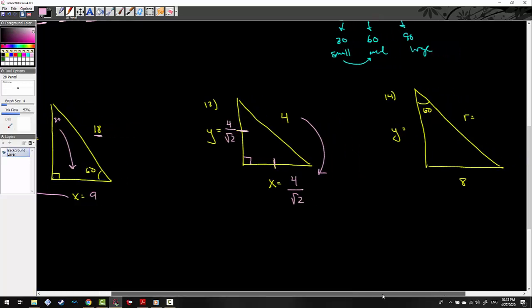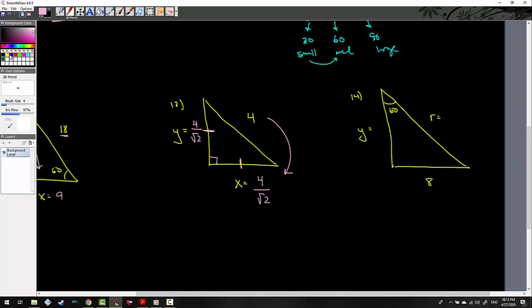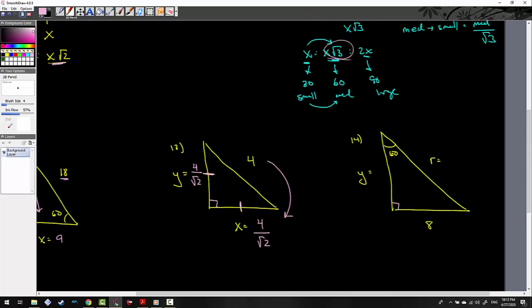Same deal goes for number 14. Again, 30, 60, 90. How do I know? They told me it was. Notice what's opposite the 60. Just 8. What are we used to being opposite the 60? Something that has a rad 3 attached to it, except this time it doesn't have a rad 3 attached to it. So, is that allowed? Of course it's allowed. We're just talking about numbers here.